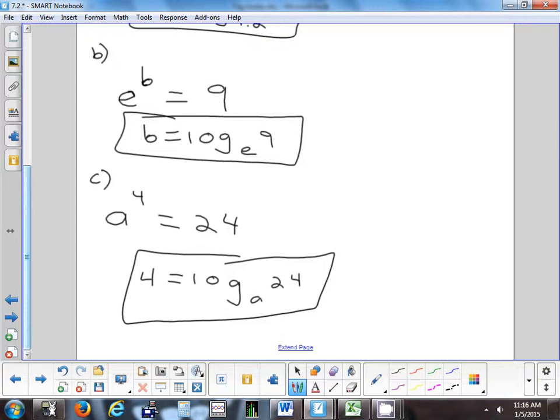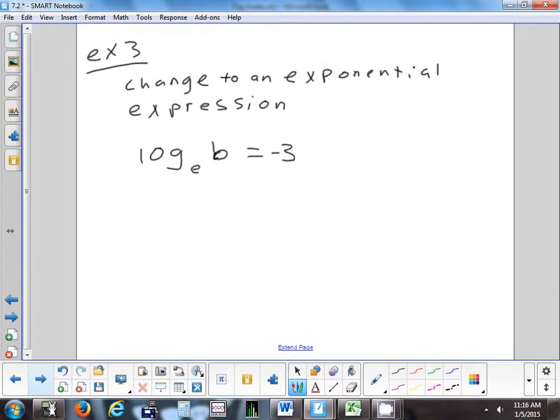Good. Any question on changing something that's exponential into log form? Pretty straightforward. There's only 3 things, and only 3 places for them to go. If you can remember at least 2 of them, then for the third one, there's only 1 spot left. Okay, let's try one more, the same thing we just did. I want to make sure people didn't forget how to do it the other way.